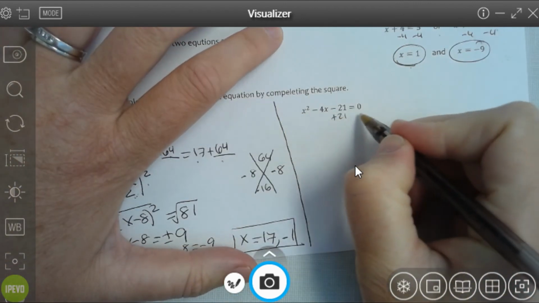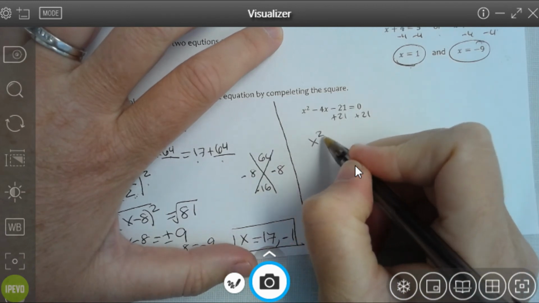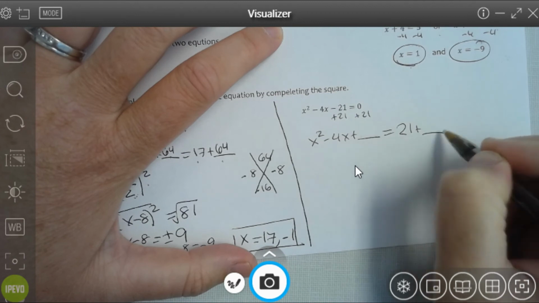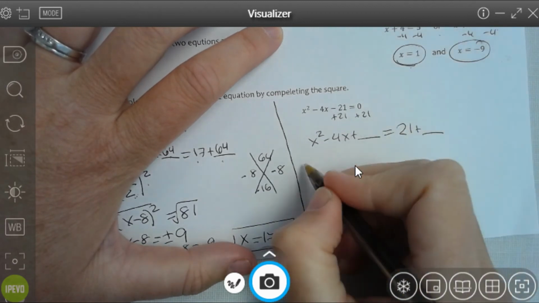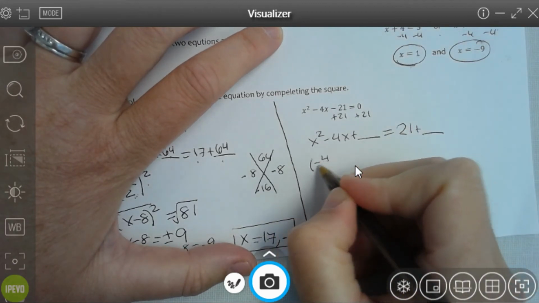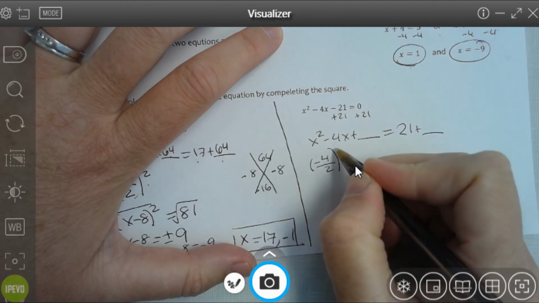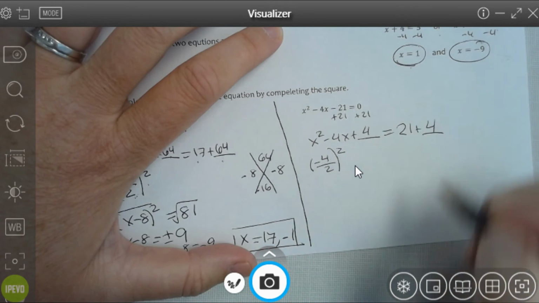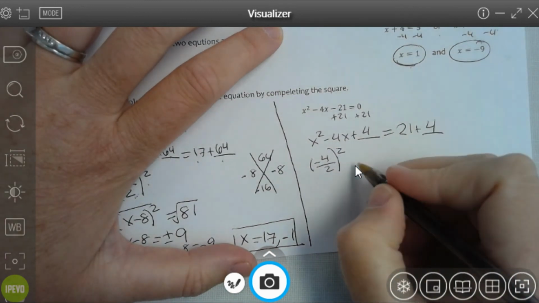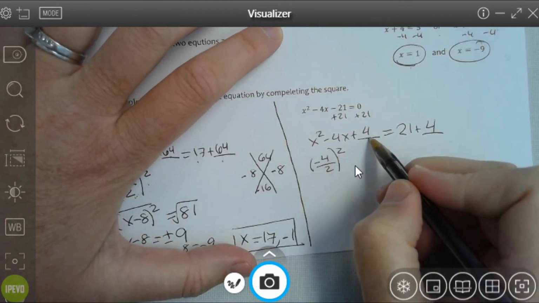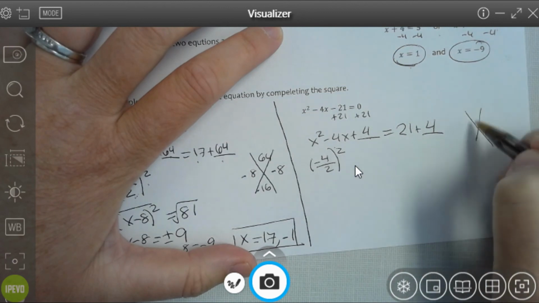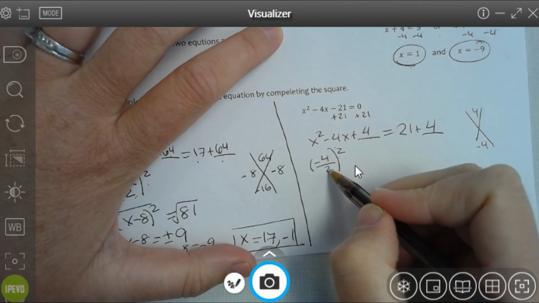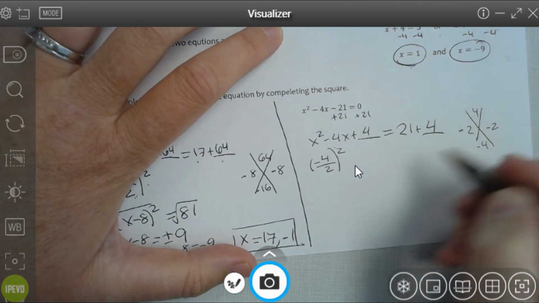So add 21 to the other side. We're going to add something to both sides. What we add to both sides is negative b divided by 2 squared. So that's negative 2 squared, which is 4. So I'm going to add 4 to both sides of my equation. So now we're saying, what are your factors of 4 to get negative 4? And remember, the answer is always half of your b. So negative 2 and negative 2.